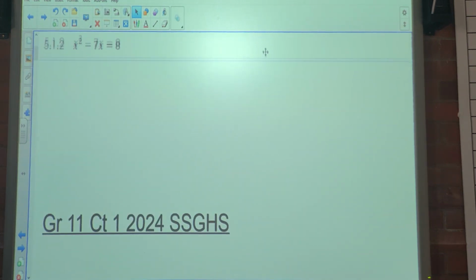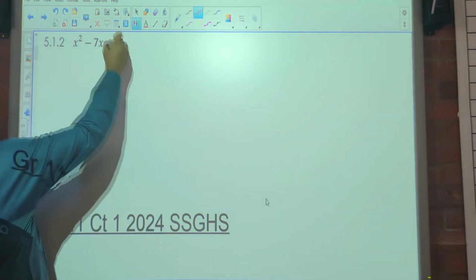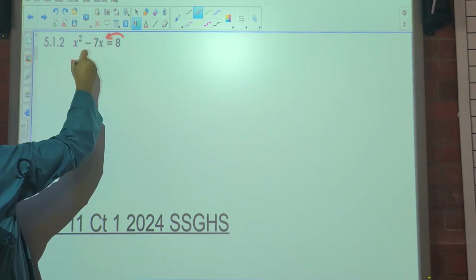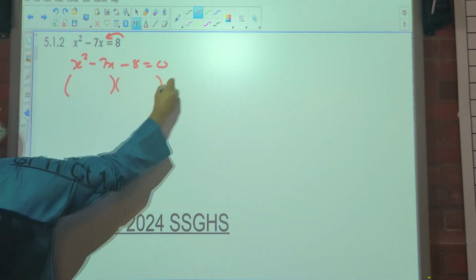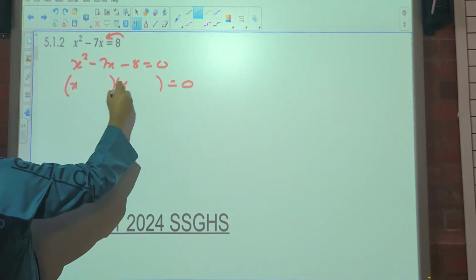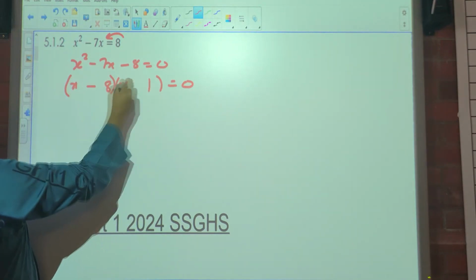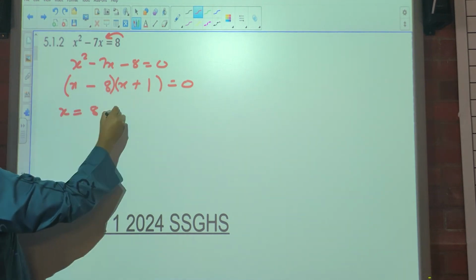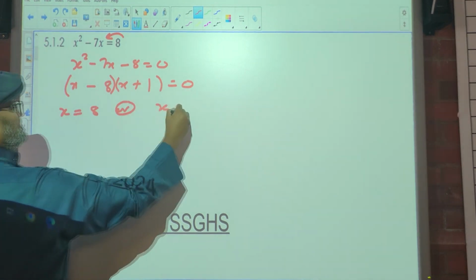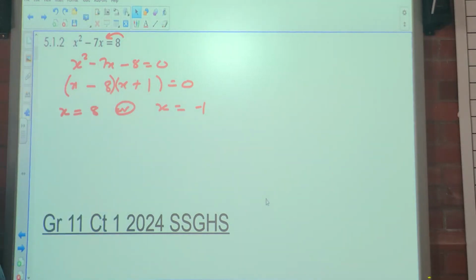People, for this sum we can either use the quadratic formula or the factorization method that we were taught in grade 9. We take it over: x squared minus 7x minus 8 is equal to 0. Trinomial. x and x, 8 and 1, minus plus. So x minus 8 is equal to 0, so x is equal to 8, or x plus 1 is equal to 0, x is equal to negative 1.